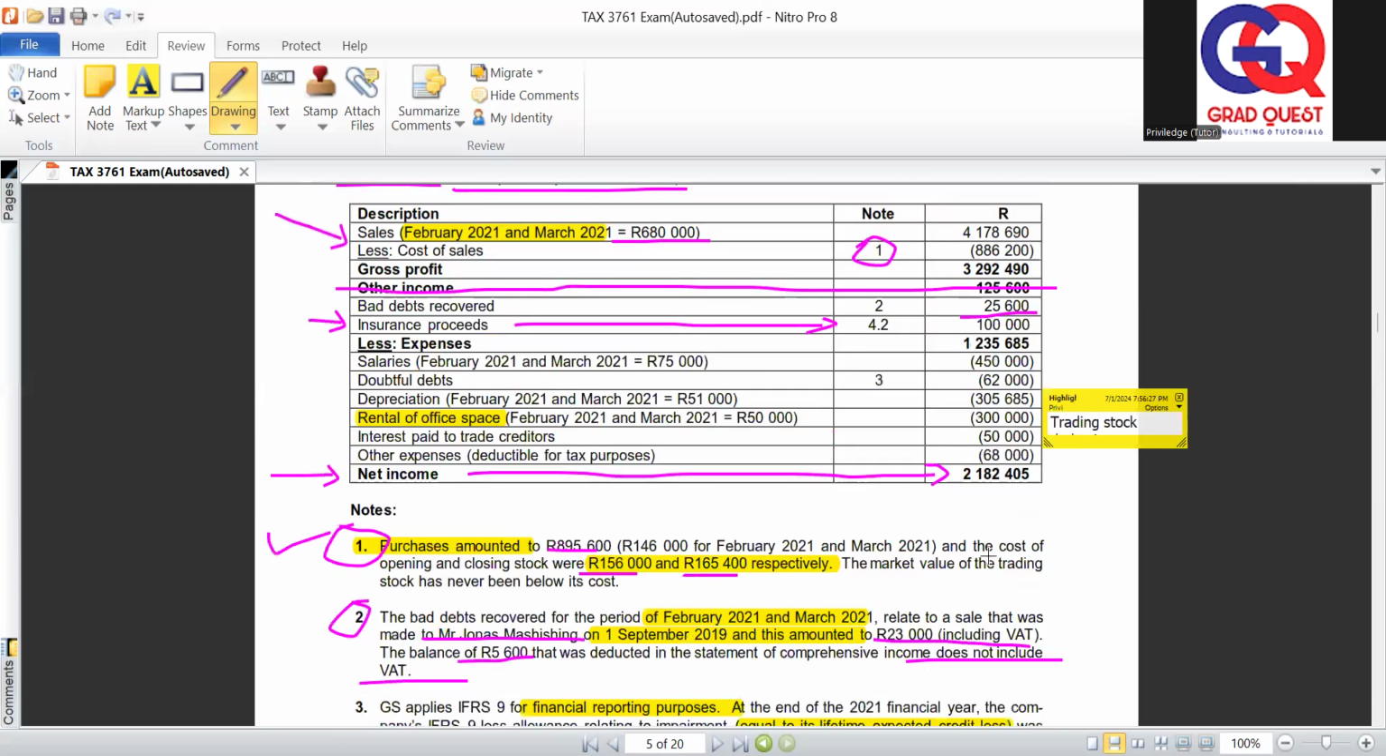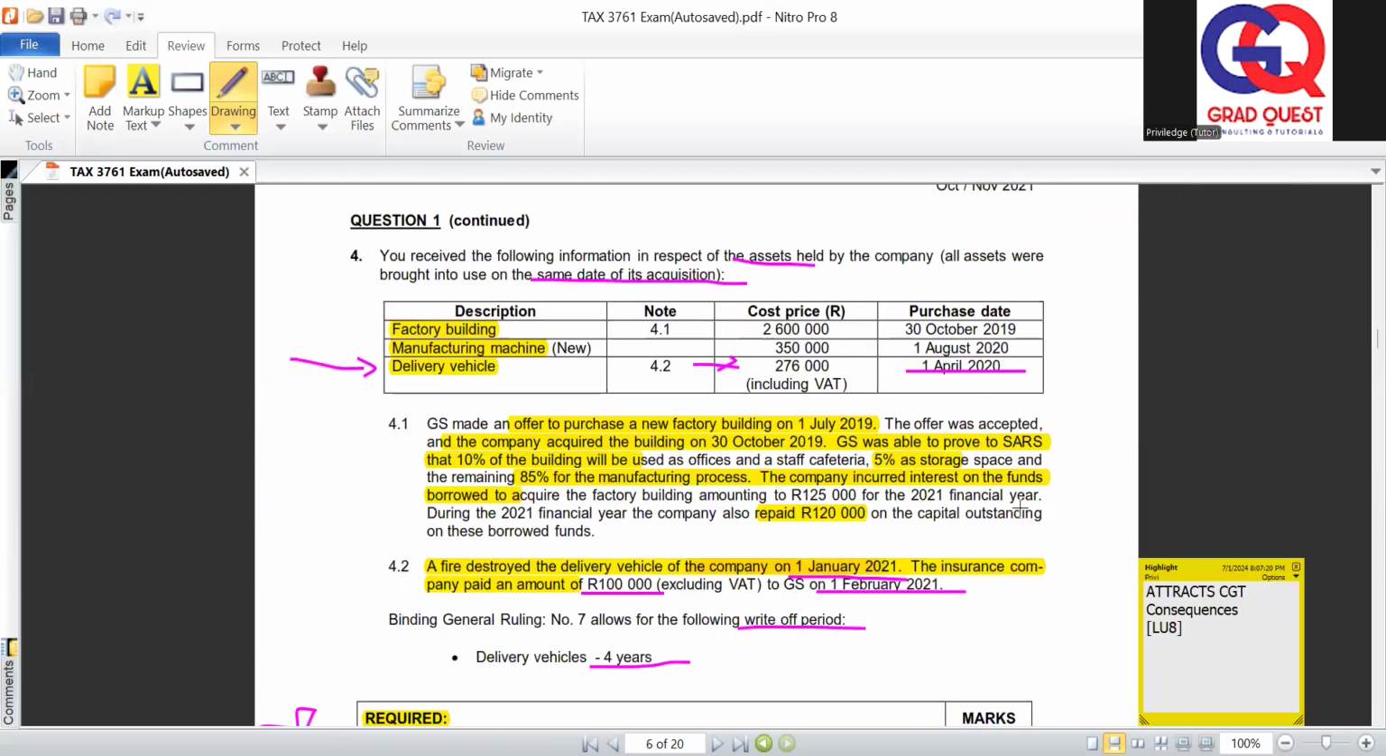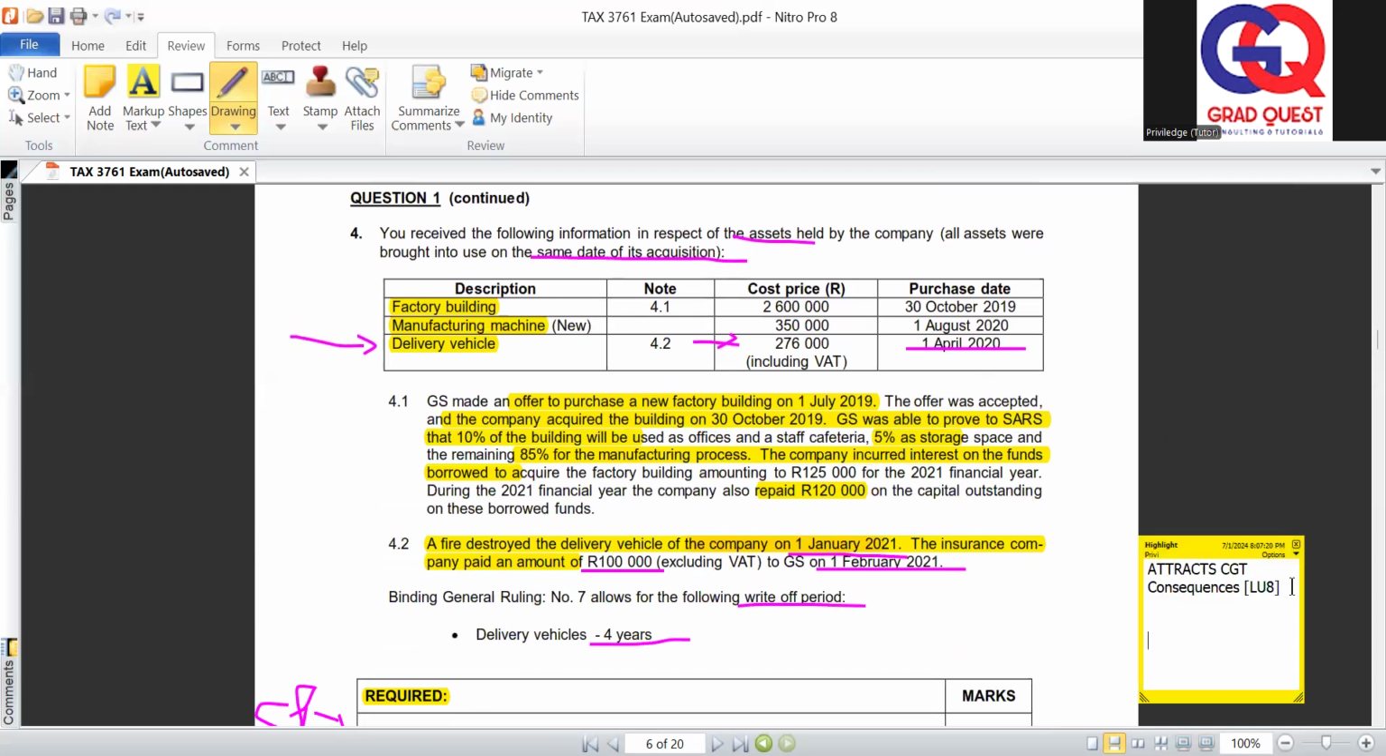So if we're looking at the 2021 year of assessment, it follows that the year of assessment began on the 1st of April in 2020, and ends on the 31st of March in 2021. If I look at the event, which in this case is attracting CGT, capital gains consequences, it transpired on the 1st of January 2021. The question is, when you look at the year of assessment of this taxpayer, is it within the period? It definitely is. It occurred within the year of assessment in question. So whatever happened concerning this vehicle has to be accounted for within that period.